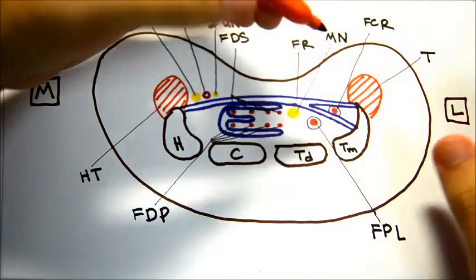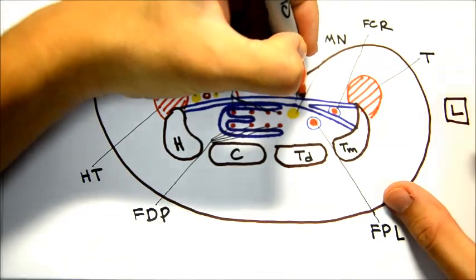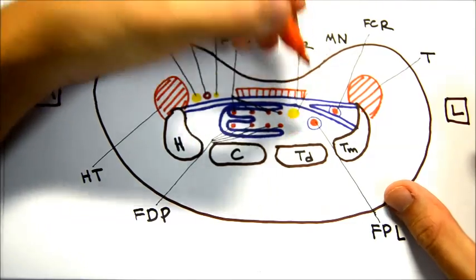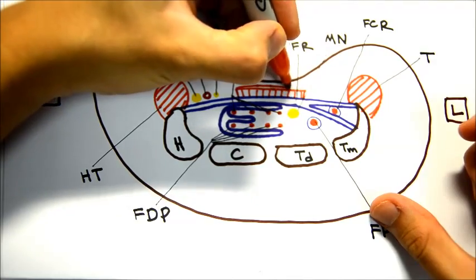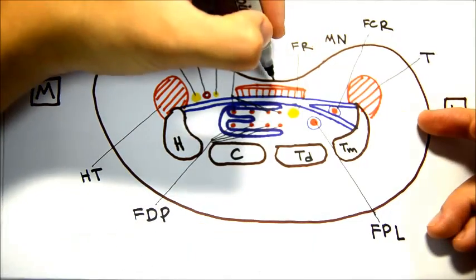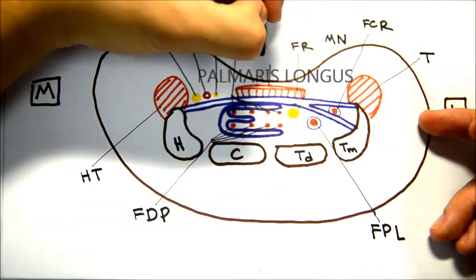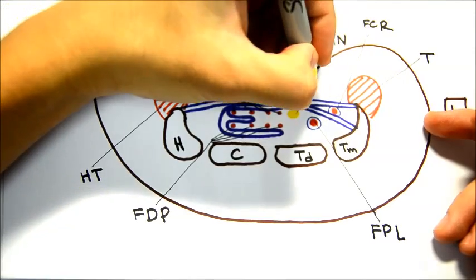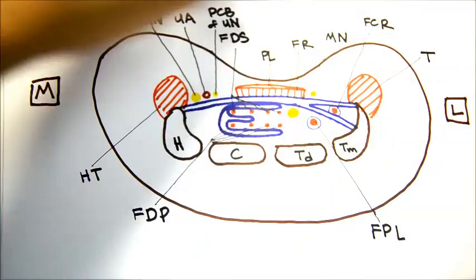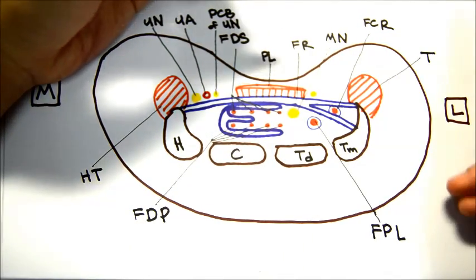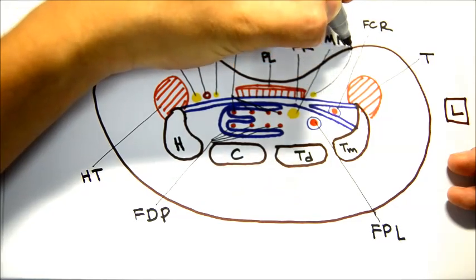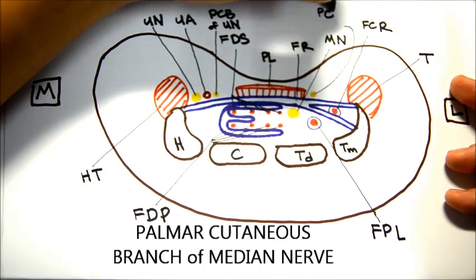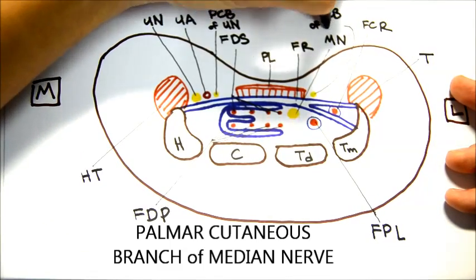Adding more structures, we have this one, a muscle, the palmaris longus, and the last one, the small nerve, which is a branch of the median nerve. This one is called, how should I label it? Sorry for the curved line, I don't have enough space. Palmar cutaneous branch of median nerve.